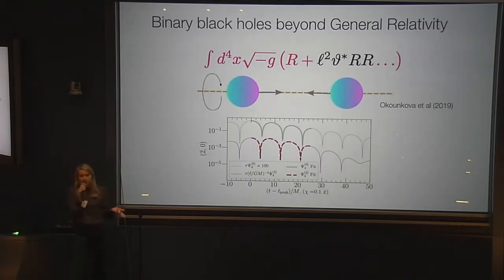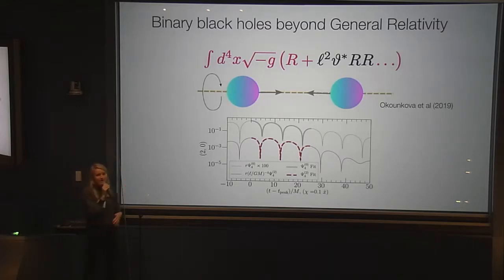So we know at some length scale, general relativity must break down and be reconciled with quantum mechanics and a quantum theory of gravity. And we know that binary black holes really probe the nonlinear strong field regime of gravity. And so there's a chance that beyond GR effects could be detectable or visible in these systems. And so specifically, I've been working in theories that modify the Einstein-Hilbert action of general relativity through the inclusion of higher order terms in curvature.